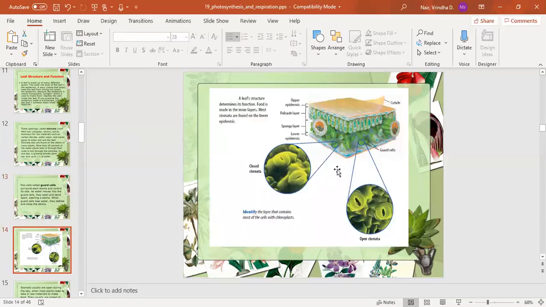Now let's just quickly talk about the structure of the leaf. So this is the cuticle. The cuticle is the waxy kind of structure that is there. And then you have the epidermis, which is, if you look at your hand skin, that is the epidermis. And then you have the palisade layer, then the spongy layer and the lower epidermis. And here at the lower part of the leaf, you have the stomata.